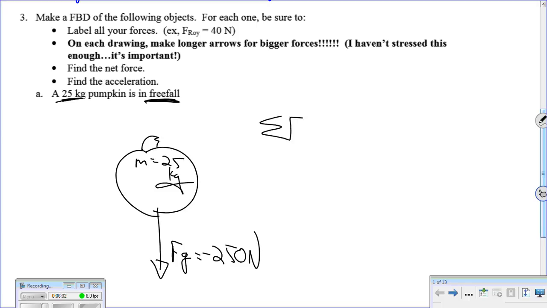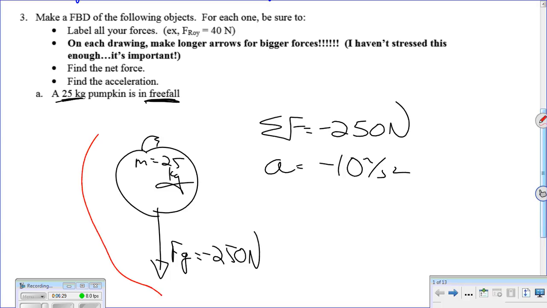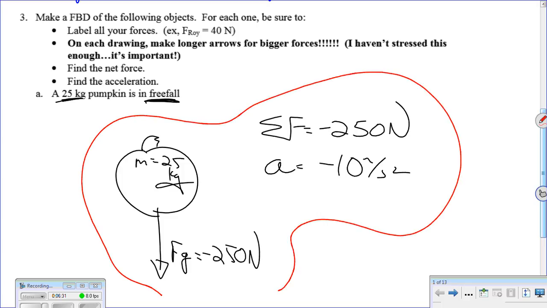So what should my net force here be, you guys? -250, right? Remember, net force is the total of all the forces. If there's only one force, then your net force is the same as that force. And then what's the acceleration going to be? -10, right? So this one's kind of a silly one. But on a test, to get credit for this, you would need everything that I just circled: drawing with all the forces, net force, and acceleration.